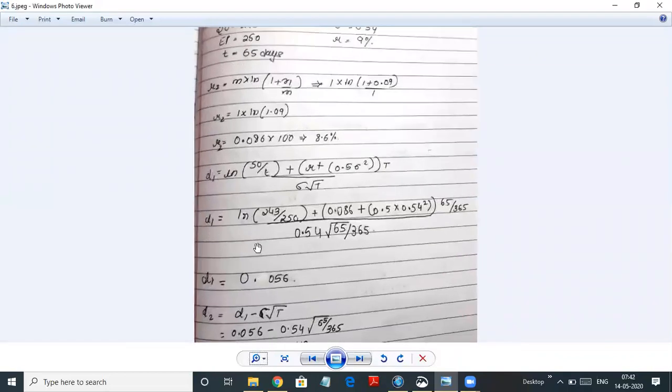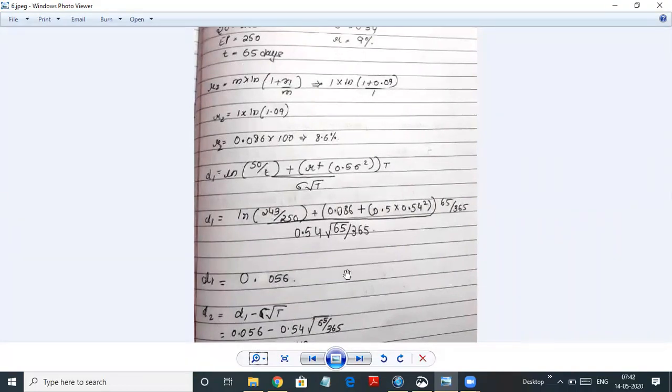The value of D1 is natural log of S0, that is 243 divided by E 250, plus R, which is 0.086, plus 0.5 into standard deviation 0.54 square. Close the bracket. Time is 65 days, so 65 divided by 365, the whole divided by 0.54 square root of 65 divided by 365. When you solve it, you get 0.056.